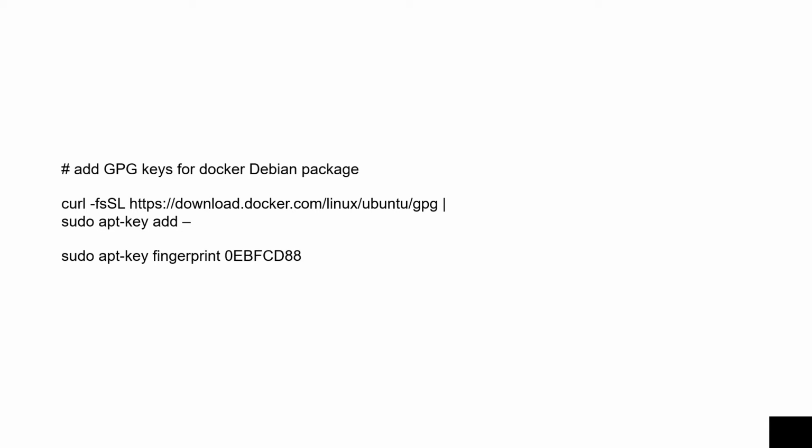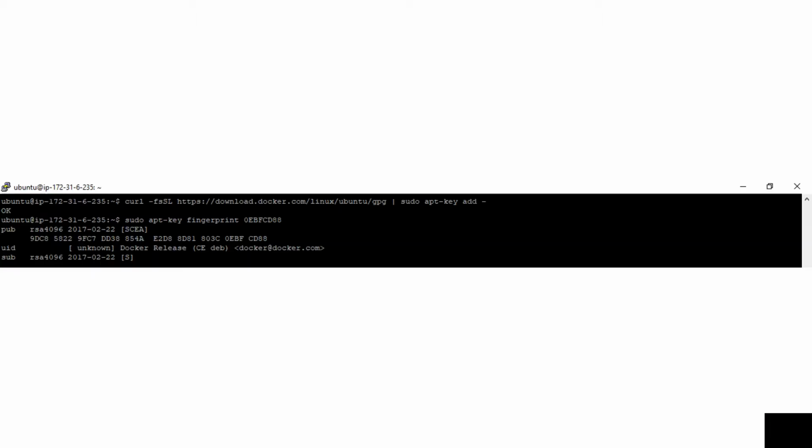GPG keys are added for Docker here. GPG is the tool used in secure apps to sign files and check their signature. This allows for the secure transmission of information between parties and can be used to verify that the origin of a message is genuine. Here is the screen result for adding GPG.